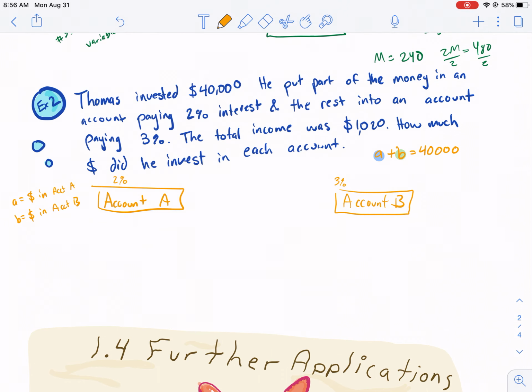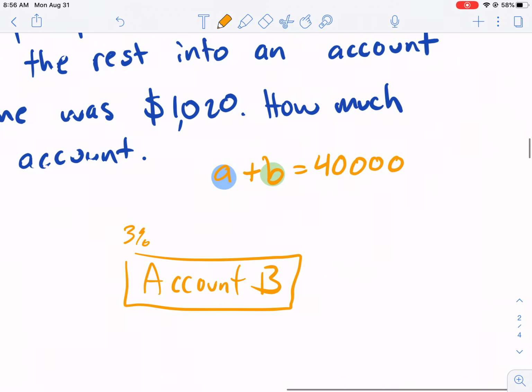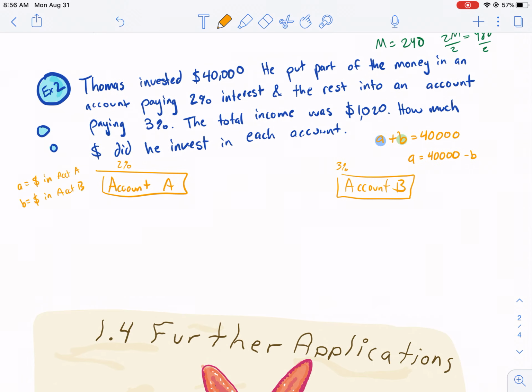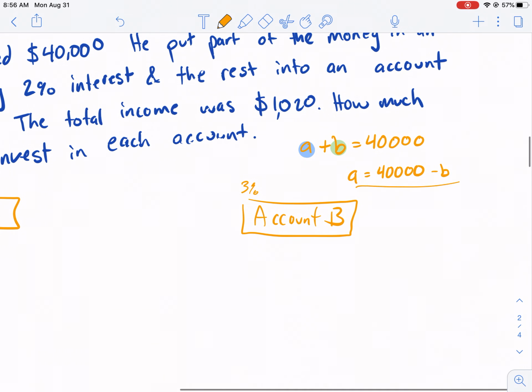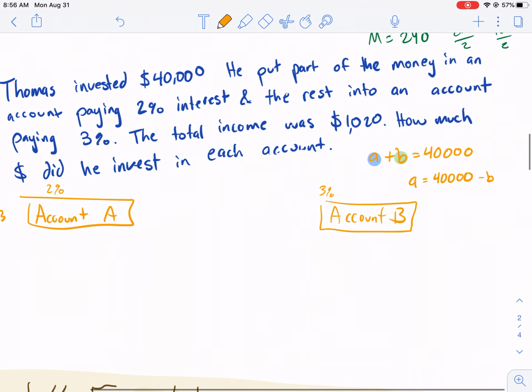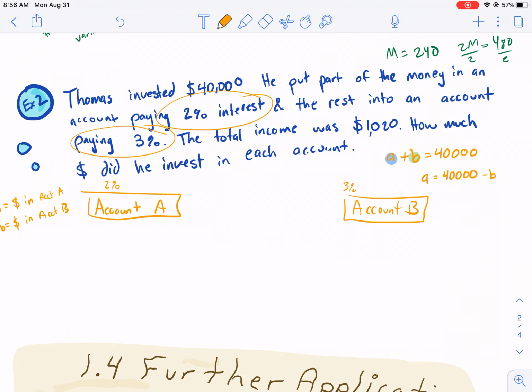Okay, so how do we do this? Well, we need to find one in terms of the other, and notice how we don't have any variable by itself yet. So let's get the A by itself. So we're going to say A equals 40,000 minus B. Okay, so there's a variable by itself. This is in terms of the other one, but we need a second equation. This still counts as one equation, so we need to write an equation using the information given, which is 2% interest and 3% interest. Well, how do we do that?